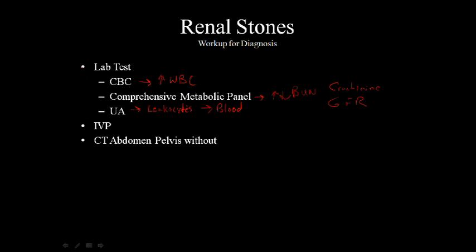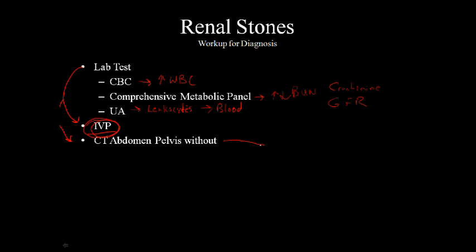And then from the lab test, we have two different possibilities that we can actually utilize. We can either do an IVP or CT abdomen pelvis without. Used to be in the older days of radiography, this was your go-to exam. Your IVP was pretty much the gold standard. But now we have the capabilities of imaging the patient very rapidly, getting a diagnosis very quick, and allowing treatment to begin for renal stone.